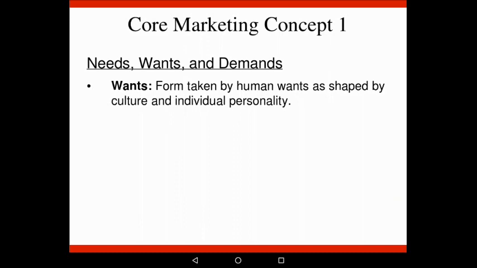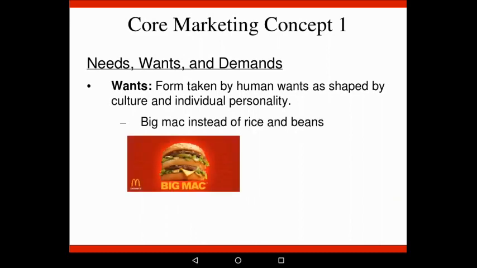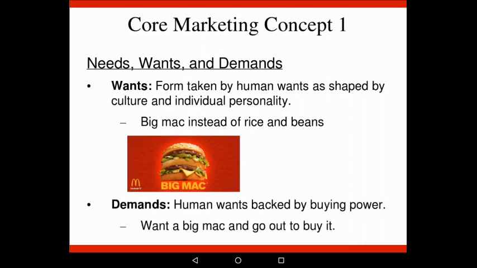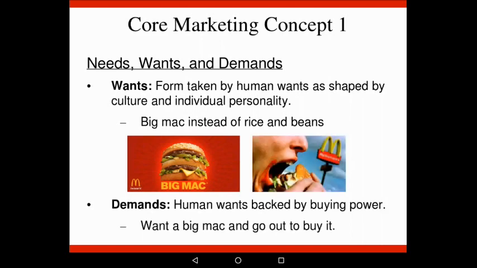Then we have wants. Wants are the form taken by human needs as shaped by culture and individual personality. So I'll give you an example. Someone wants a Big Mac instead of rice and beans. Rice and beans will obviously satisfy your need for food, but because of your culture and your personality, you want a Big Mac. So that's the difference. Needs are things that will just satisfy your hunger, but a want is a very specific way that you want your need to be met. I wanted my hunger to be met by a Big Mac because I've seen Big Macs, I've tasted Big Macs before, I like Big Macs, and so forth.